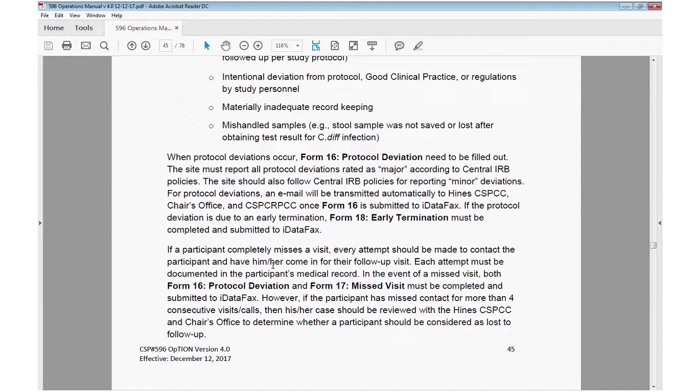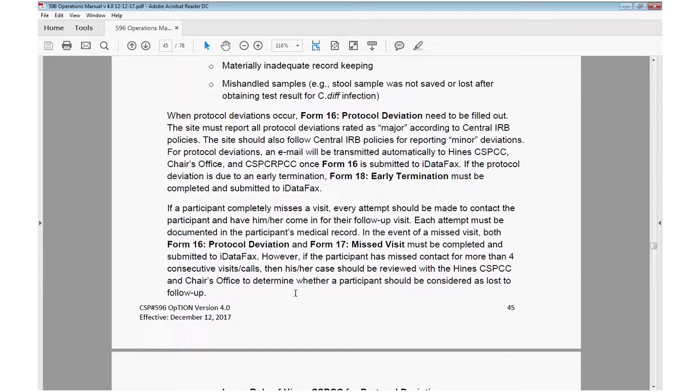If a participant completely misses a visit, every attempt should be made to contact the participant and have them come in for their follow-up visit. Each attempt must be documented in the participant's medical record. In the event of a missed visit, both Form 16 protocol deviation and Form 17 missed visit must be completed and submitted to iDataFax. However, if a participant has missed contact for 4 consecutive visits, then the case should be reviewed by the coordinating center and chair's office to determine whether the participant should be considered lost to follow-up.